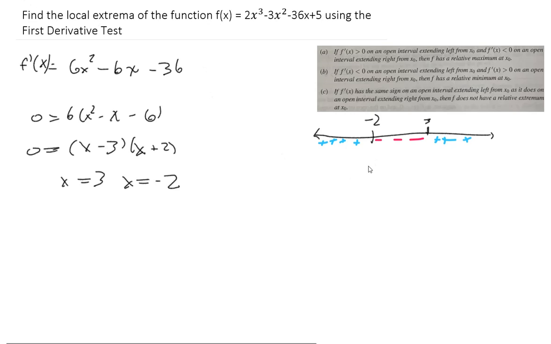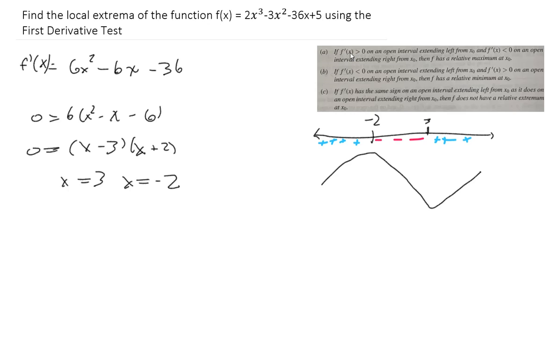And we can draw a little graph here, like a guess of what the function might look like. So it's increasing, starts decreasing, and then once we get to x equals 3, we start increasing again. So now we can say what our critical points are by looking at the first derivative test.